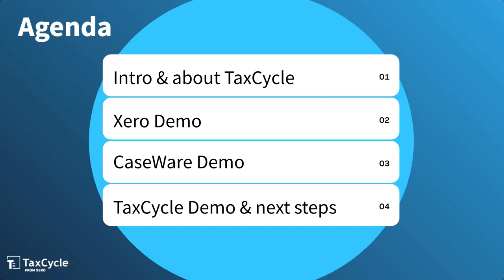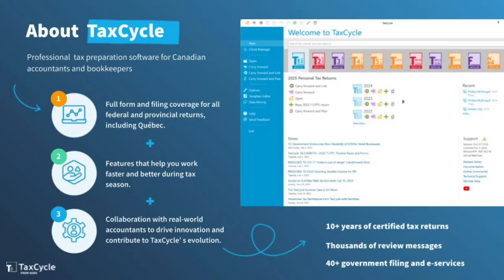Okay, so a little bit of an agenda so that we can set the scene for today's webinar. We're going to start with a bit of an intro of TaxCycle. I'll then pass it off to Aamar, who will do a Xero demonstration, who'll then pass it off to Sarah for our Caseware demonstration, and then I'll jump in and show you a little bit about TaxCycle. We're going to follow a typical flow of a year-end compilation, starting from bank statements all the way through to corporate tax.